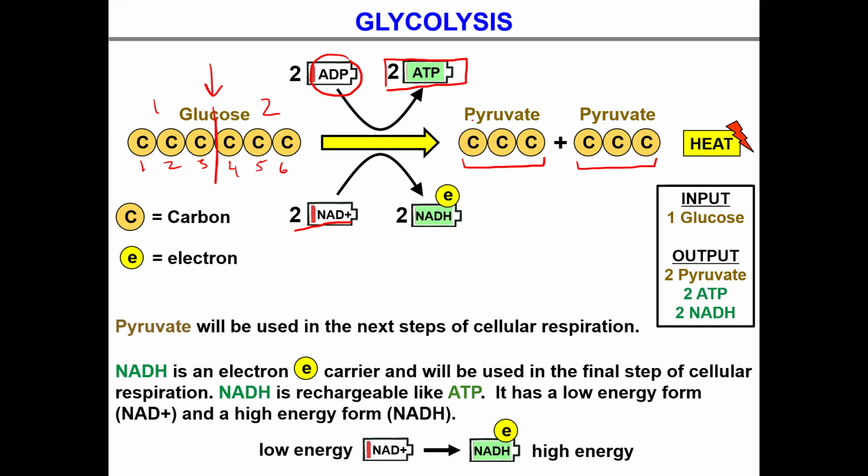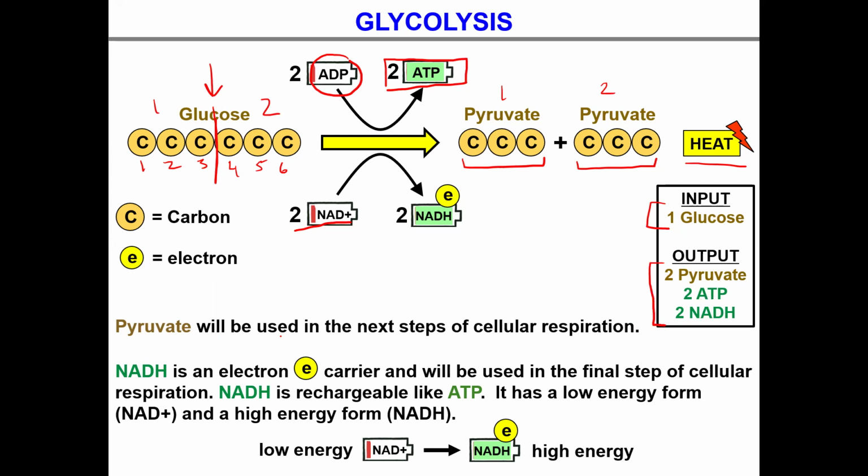So again, we're going to produce our 2 pyruvates, and we're also going to produce some heat. So in this case, our input is going to be 1 glucose, and our output, what we're producing, is now 2 pyruvates, 2 ATPs, and 2 NADHs.